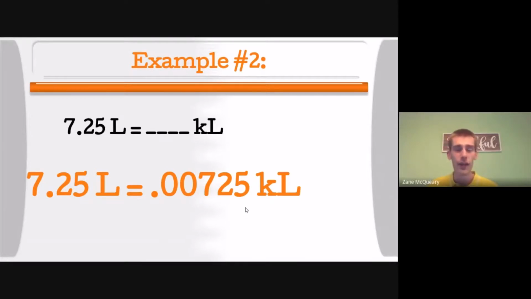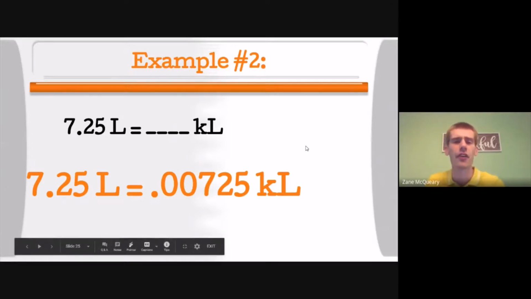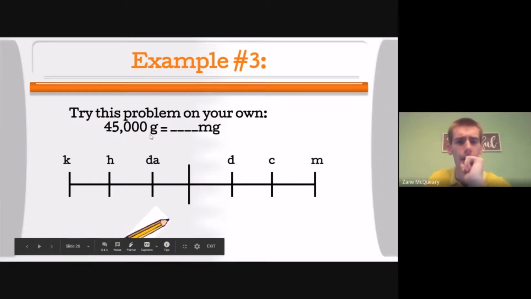So 7.25 liters should be a lot less than 1 kiloliter, right? All right, it's kind of a way to check yourself. Let's do this one over here.